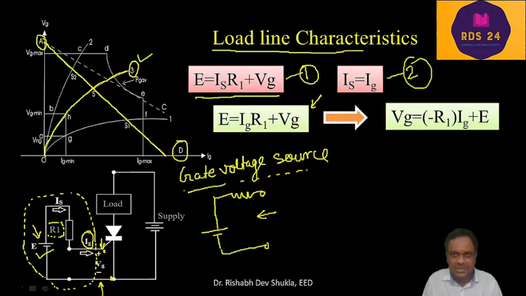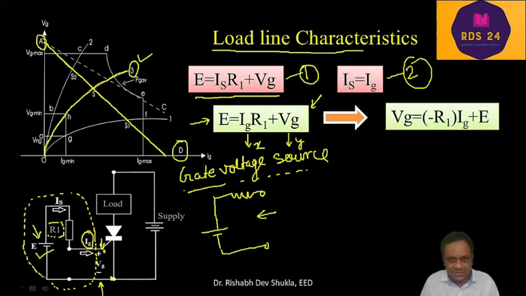We are just going to put Is equal to Ig here. Then the equation comes to be E is equal to Ig into R1 plus Vg. So now we have the parameters Vg and Ig. This is your load line equation. We have the x parameter and the y parameter: y is your Vg and Ig is your x parameter.